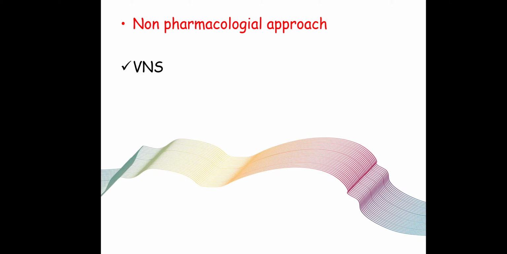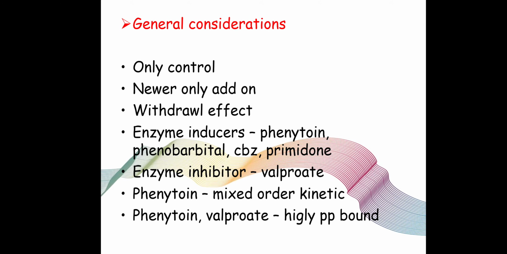So if you stimulate the vagus nerve, it is believed that stimulating it will stimulate the solitary nucleus in the brain, and that will change the neuronal transmission and give relief to the patient in epilepsy. But this approach is not very commonly used.